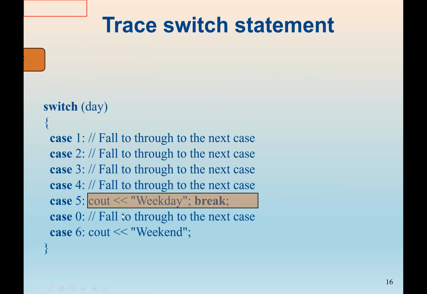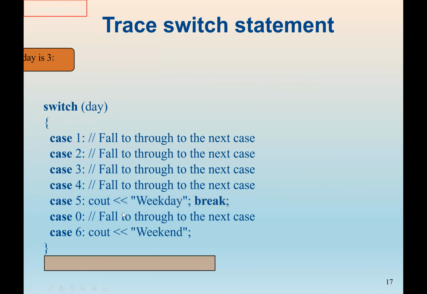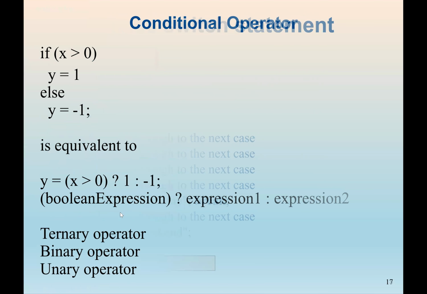So that's the next case. We print and break. Now we also have what we call the conditional operator. So here we say if S is greater than 0, we assign 1 to Y, otherwise we assign -1 to Y. This is the same as writing this conditional operator.